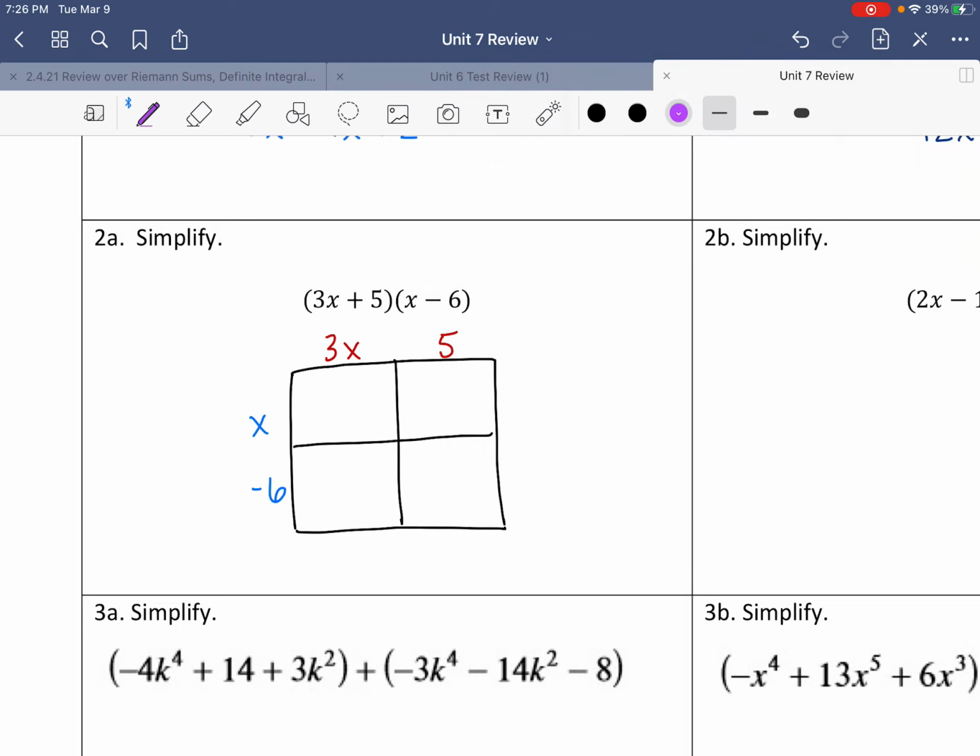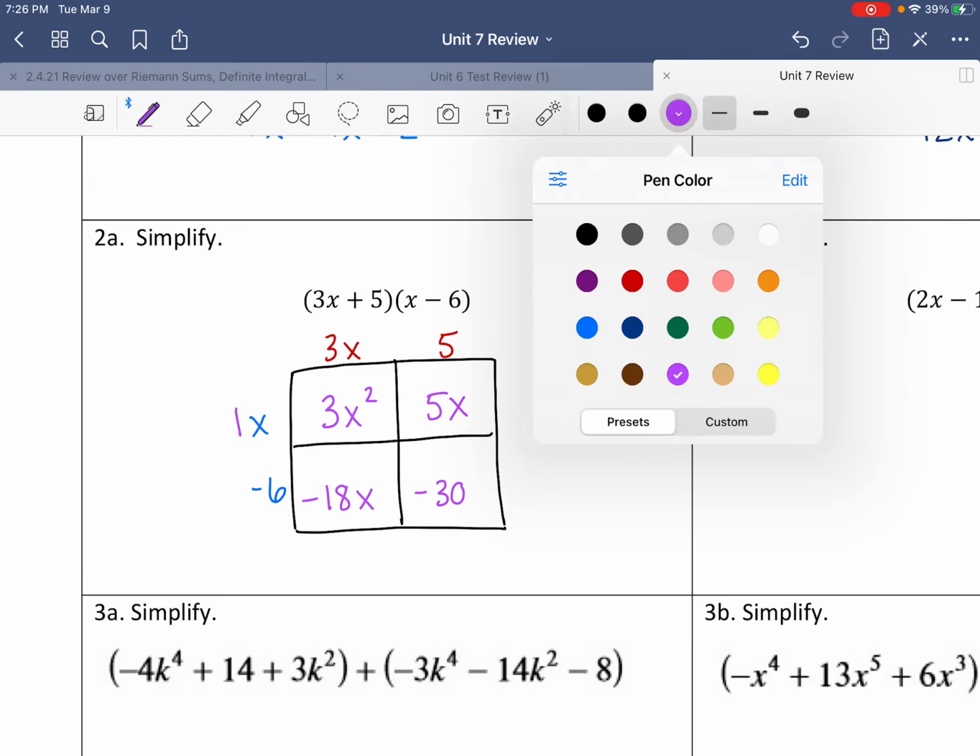So 3x times x, remember that's really a 1 in front here. So 3 times 1 is 3. X times x is x squared. Then I have 1x times 5, which is just 5x. Then I have negative 6 times 3x is negative 18x. Then negative 6 times 5 is negative 30.